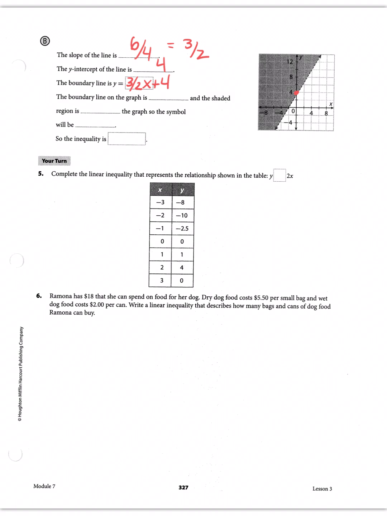The boundary line on the graph is dashed, and the shaded region is above the graph, so the symbol will be greater than. No equal to because it's dashed. Now change the equation of the line to the inequality.